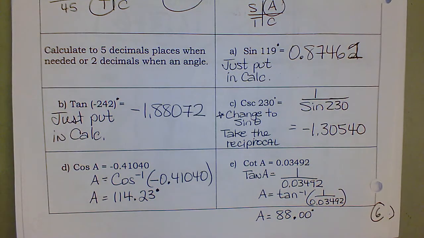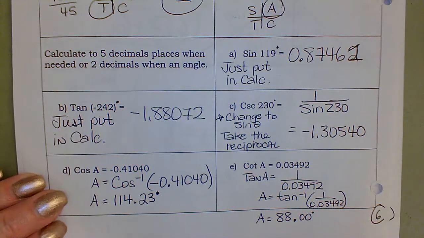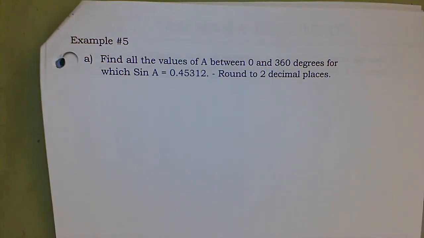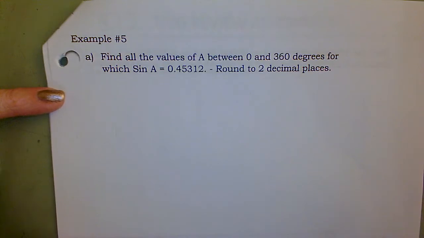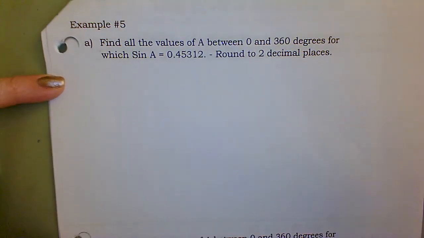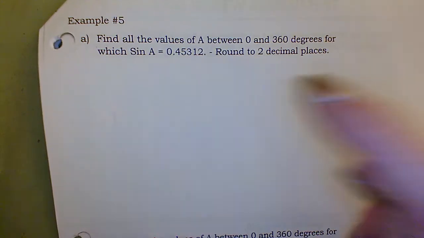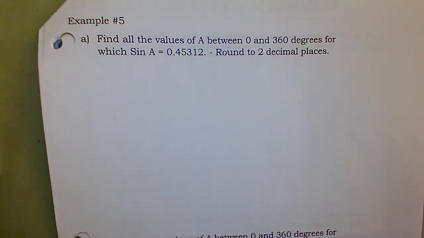Make sure that you've written down all the work here so that you can refer back to it when you're doing your assignment. Those cover every single one of the cases. All right. So let's look at some of the questions. This one here you have seen before. All the values of angle A, so it could be theta, between 0 and 360 degrees for sine A is equal to, and then they give me the decimal, and then round.